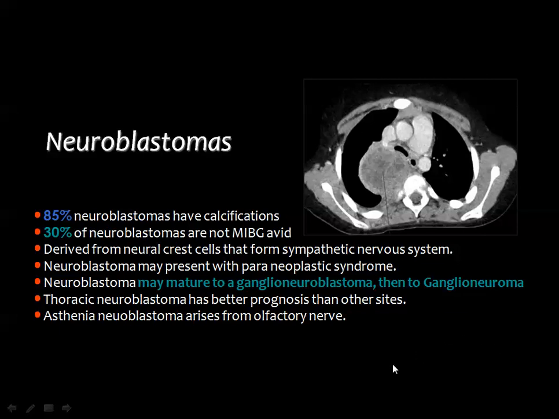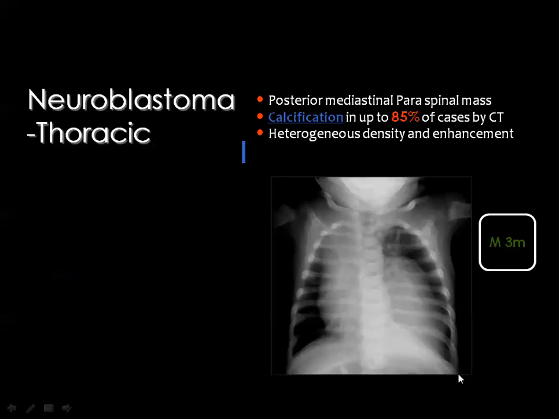Then the neuroblastoma may present with a paraneoplastic syndrome, including other manifestations in the human body. And what is very important here is to know that the neuroblastoma may mature to ganglioneuroblastoma and then to the adult form of ganglioneuroma, which is a benign lesion. This is a malignant lesion, an intermediate lesion, and a benign lesion after that.